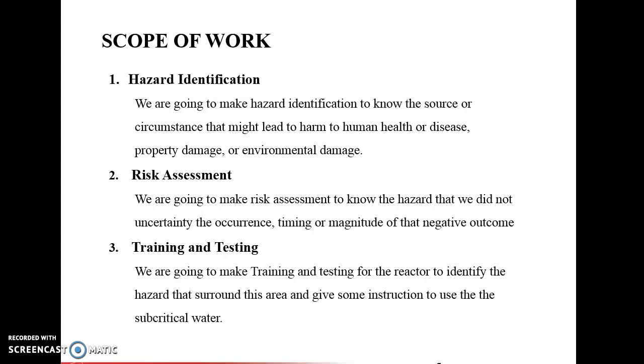The second one is the risk assessment. We are going to make a risk assessment to know the hazard that we didn't know that may happen, and the timing or the magnitude of that negative outcome. Training and testing: we are going to make training and testing for the reactor to identify the hazards that surround this area, and give some instruction to use the subcritical water.